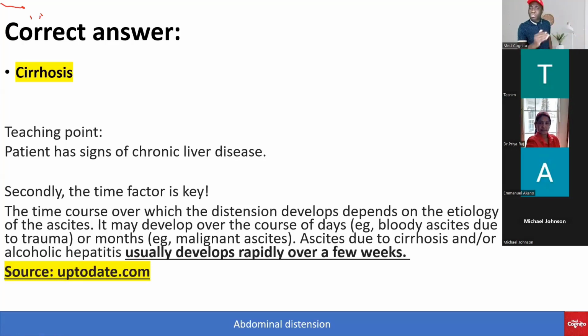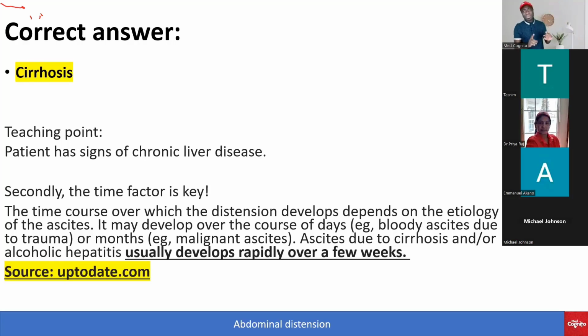It may develop over the course of days. So that is bloody ascites due to trauma. If the person might have had some form of trauma and ascites is going to develop, you want to see it over the course of days. So if you are looking at the question stem and you're looking for duration, look for days or instant. Ascites over months, if it is over a period of months, then you are thinking about malignant ascites like ovarian cancer, hepatocellular cancer. Ascites due to cirrhosis and or alcoholic hepatitis usually develops rapidly over a few weeks.